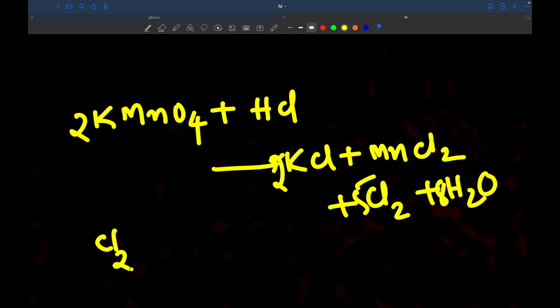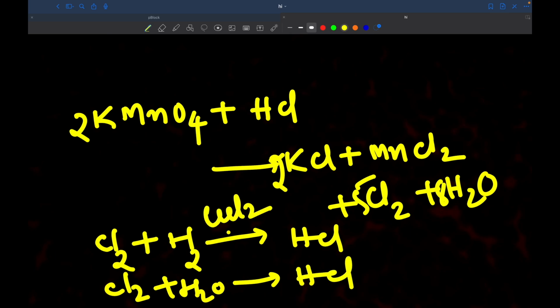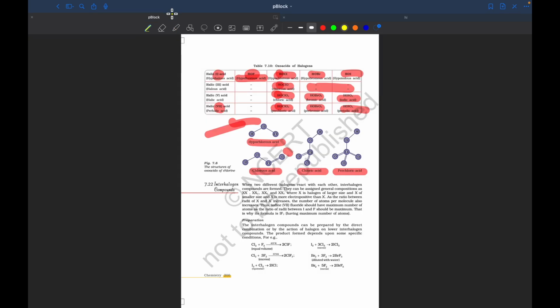Third preparation: chlorine gas when treated with H2 produces HCl. Hydrogen plus chlorine also gives you HCl. Chlorine plus H2O also gives you HCl. Here we use copper chloride as a catalyst. This process is known as Deacon's process. We use it as Deacon's process. So we'll see these ones here.